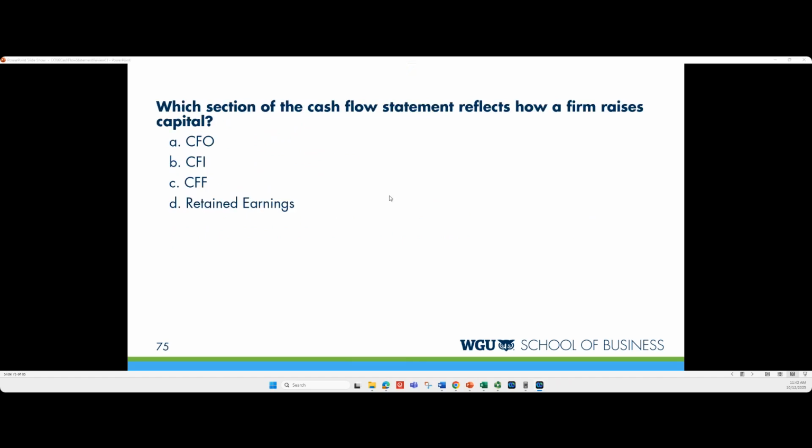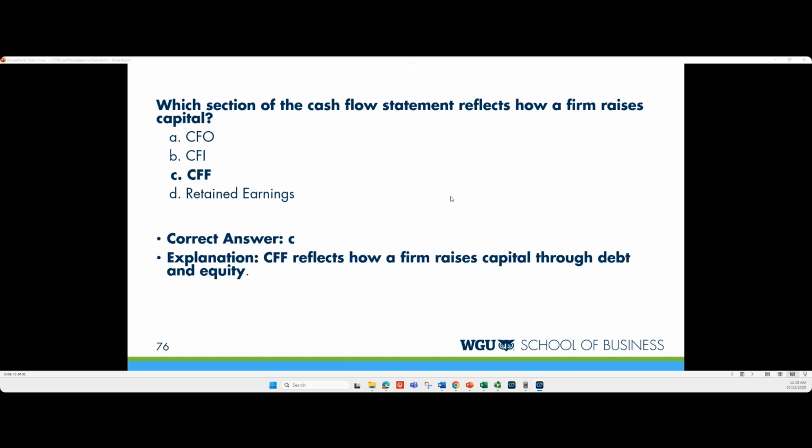Okay. Which section of the cash flow statement reflects how a firm raises capital? And the answer is C. It shows us how we're raising capital through either debt or equity transactions.